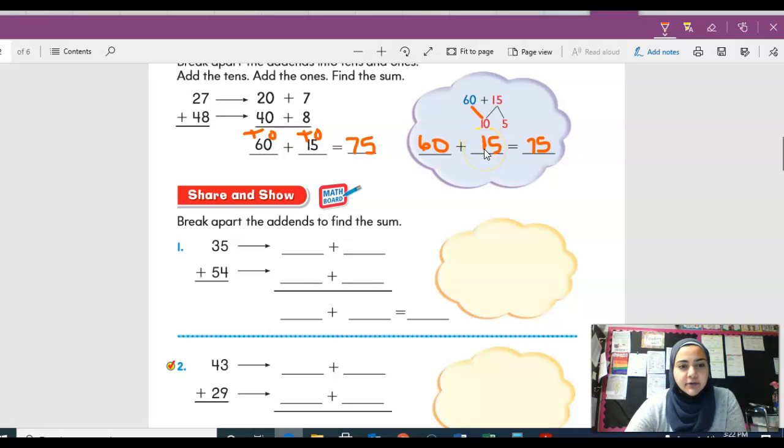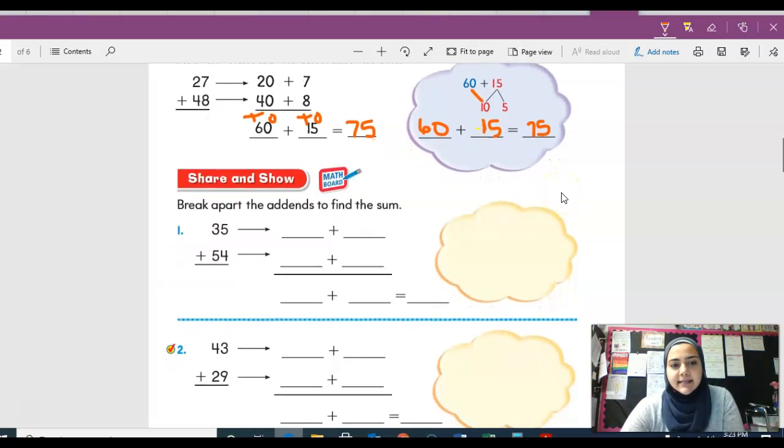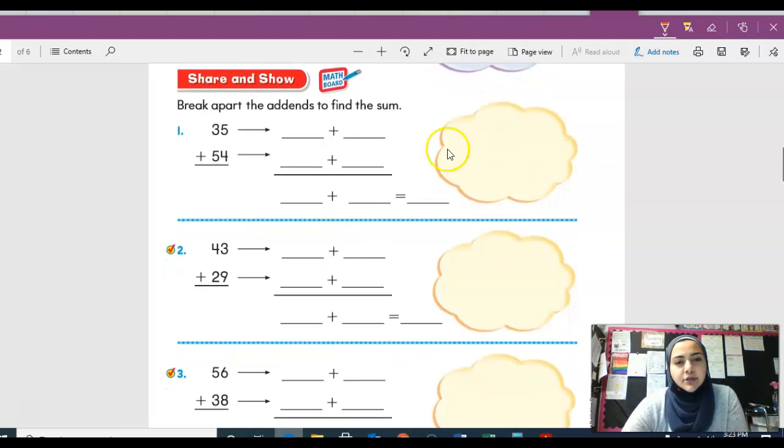Let's go ahead and look here. Break apart the addend. So this lesson is actually fairly easy. So you just write it in expanded form first. 35, that's 30 plus 5. And then here, 54, that's 50 plus 4. And look, they drew the handy dandy equal sign for us. Now we're just going to add down.